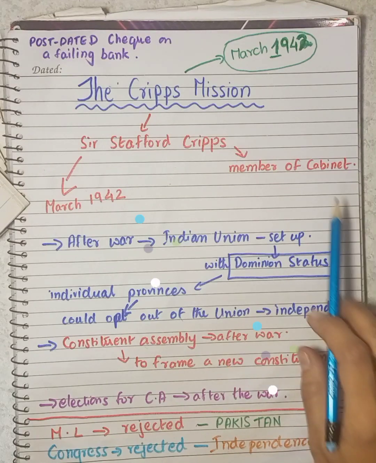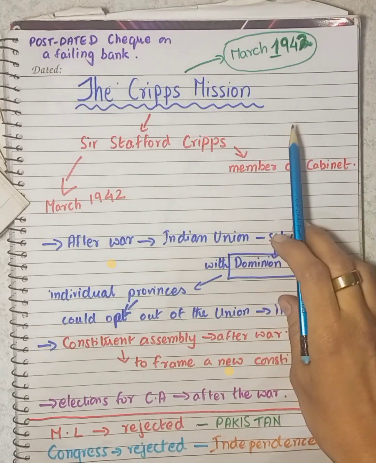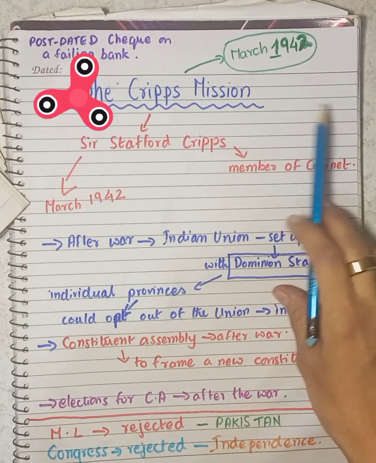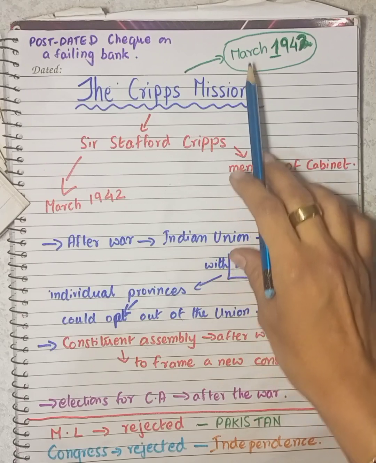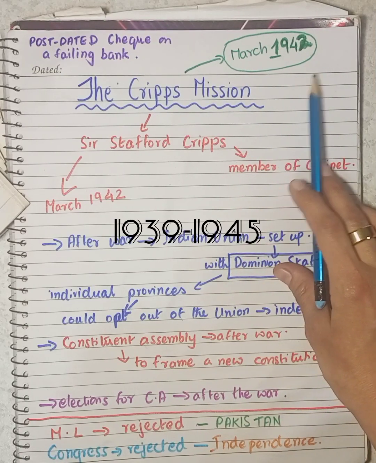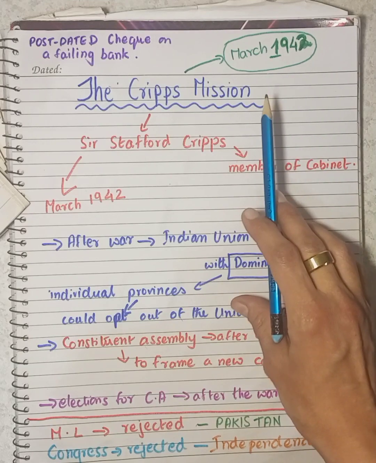So today we'll be discussing the Cripps Mission. You have to keep in mind that Great Britain was still at war with the Axis powers during this time. That is, the Second World War was still going on. It had not ended. The Cripps Mission came in the year 1942 and the Second World War ended in the year 1945. So Great Britain was still at war.